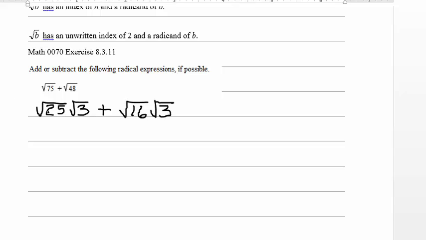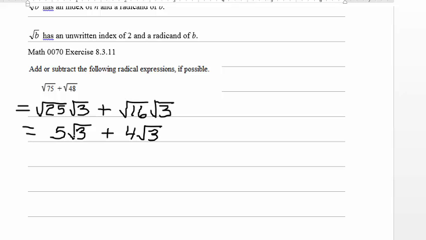So in this first radical, you always need to have a perfect square, unless the original radical has a radicand that is a perfect square. So this only is used when the radicand is not a perfect square. So the square root of 25 is 5. So that gets multiplied by the square root of 3. And added to that is the square root of 16, which is 4, times the square root of 3.